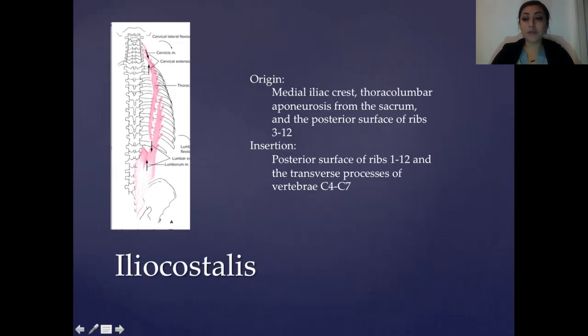Okay, so we'll start from the lateral, from the outside in. The iliocostalis, as its name suggests, runs from the ilium all the way to the costals, which is better known as the ribs. But more specifically, it originates from the medial iliac crest, the thoracolumbar aponeurosis, which is found in the sacrum, and the posterior surface of ribs 3 through 12, as you can see right here. And it inserts into the posterior surface of ribs 1 through 12 and the transverse processes of vertebrae C4 through C7.